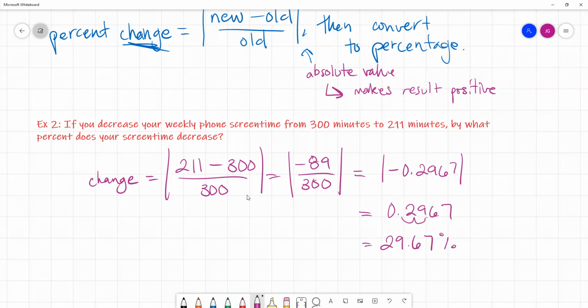I decreased by 29.67%. That means that the difference, this 89, is 29.67% of this 300. That's how much I decreased my time by. Now, when we increase, we're not going to have to stress too much about the absolute value bars because it'll be positive, and so at the end of our problem, we can just drop them because it'll already be positive. So you only have 2 scenarios: either you increase or you decrease. If you're increasing, this is going to be positive. If you're decreasing, like we did here, it's going to be negative.